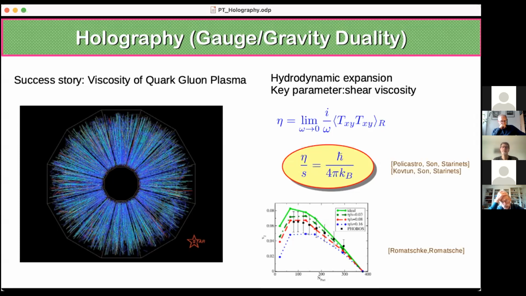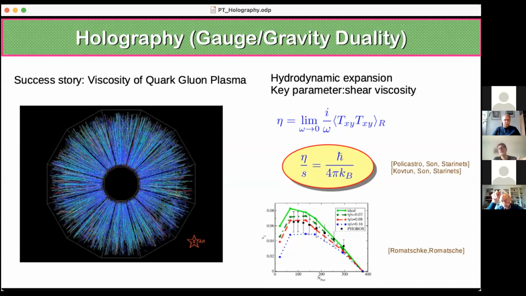And the key parameter in this hydrodynamic expansion is the shear viscosity. And this is very, very difficult to compute in QCD. You cannot compute it perturbatively because perturbation theory is only valid at extremely high temperatures which cannot be reached in experiment. On the other hand, it's a transport coefficient, so it has something to do with real-time evolution, and this is almost impossible to do in lattice field theory, lattice gauge theory. So then in this holographic theory, this calculation is very easy.